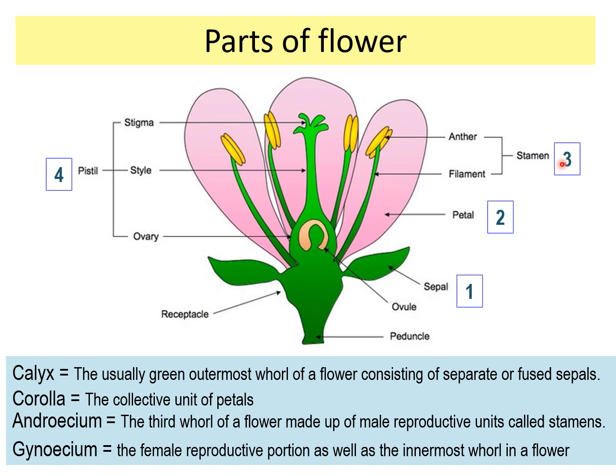The next part, the third whorl, is the stamen. Stamen is composed of anther and filament. The anther is where the plant produces pollen grains. So the stamen is the male reproductive organ. The fourth part is the pistil. Pistil is the innermost portion of the flower. It is the female reproductive organ. Pistil is composed of stigma, style, and ovary. These are the four main parts.